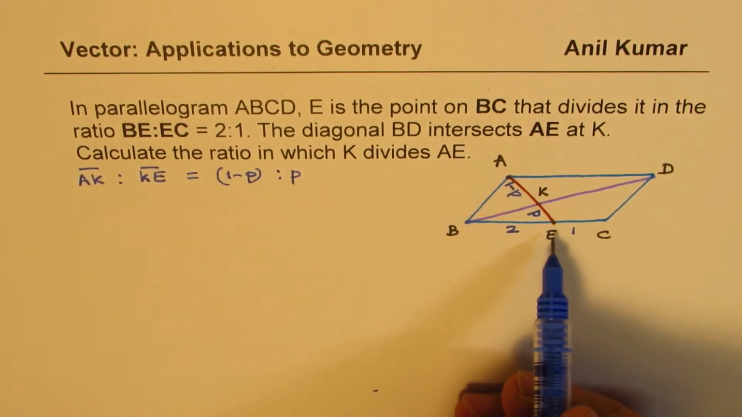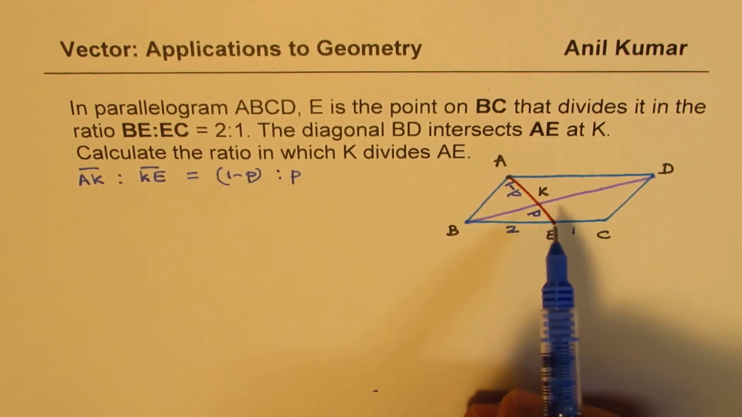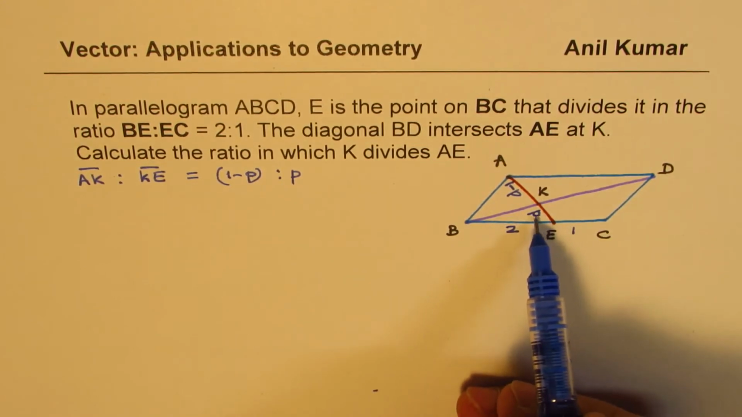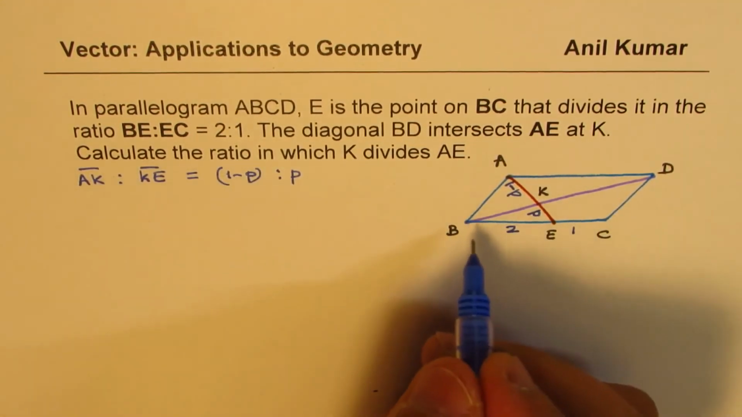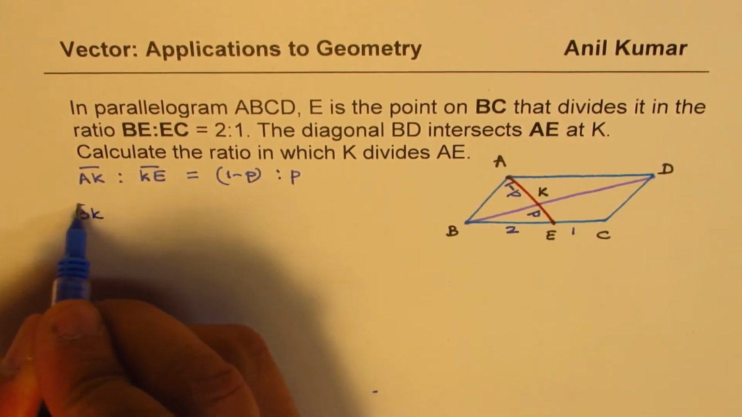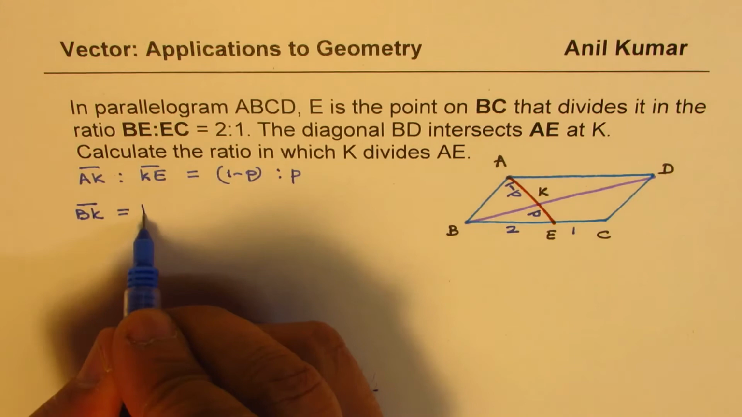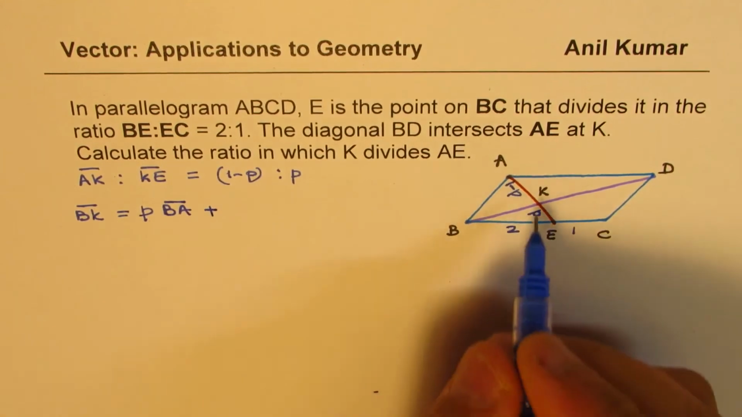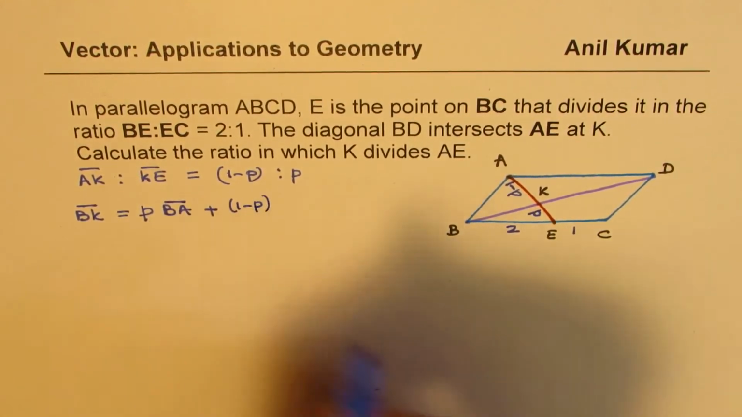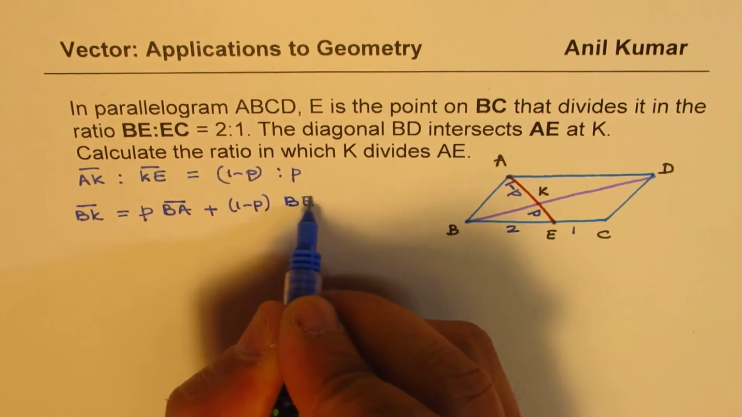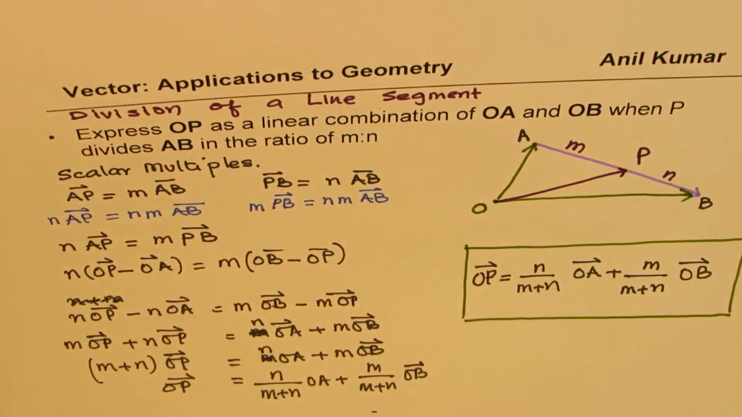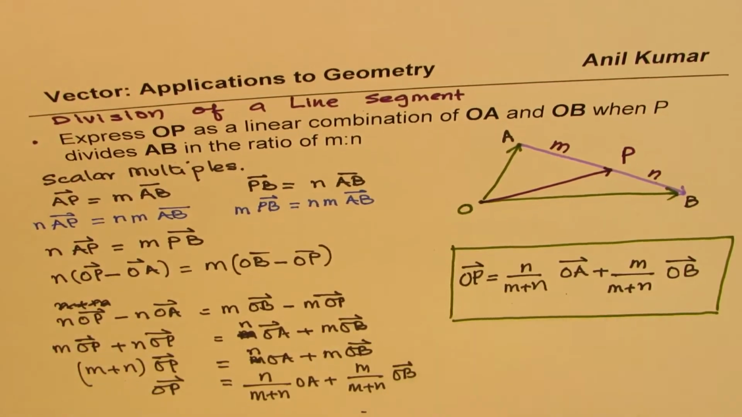Now, if that is the case, how can I describe BK? BK will be P times BA, right? So, B to K will be equal to P times B to A plus 1 minus P times B to E. So at this stage, I have utilized the formula which we derived on division of a line segment.